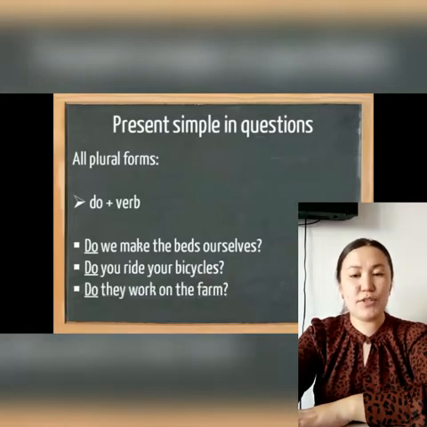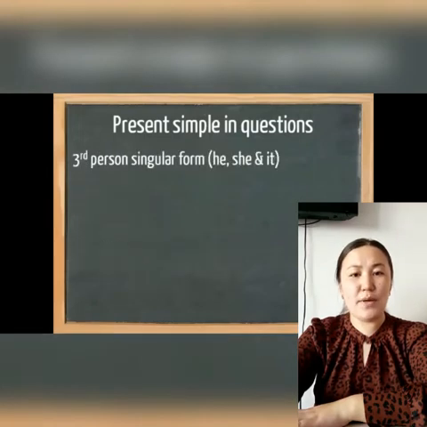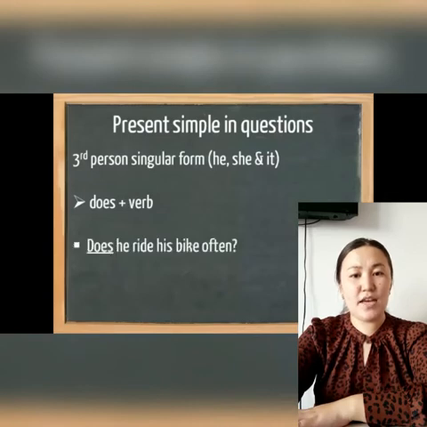For the third person singular form, we also use the auxiliary verb to do, but we conjugate it to does, and then the infinitive form of the verb. Does he ride his bike often? Does she cut your hair? Does it work on batteries?